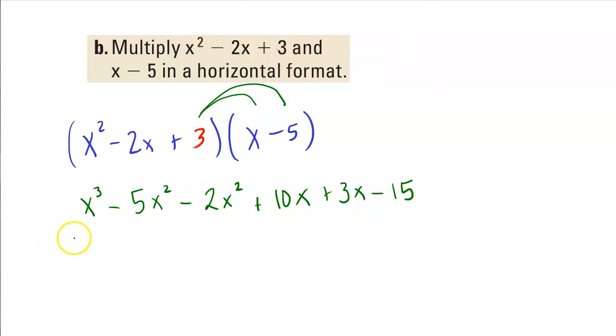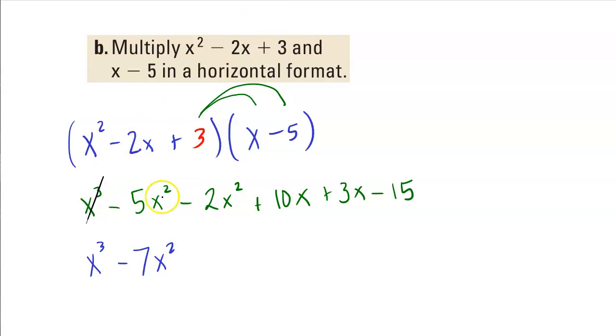We're going to combine our like terms. So I look at the x cubed, right? And there's nothing to combine it with. There's no like term there. So I'm going to take the x cubed and bring it down. Then I'm going to look at these two terms. And those are like terms, right? So I have negative 5x squared minus 2x squared. And since those are like, I can combine them to negative 7x squared.